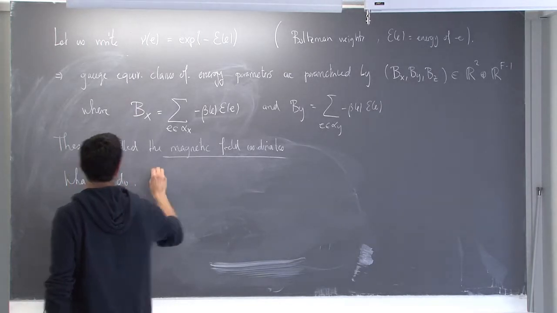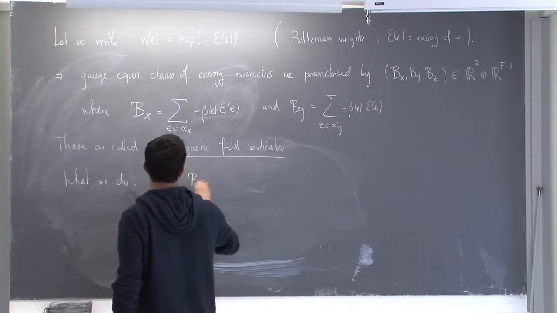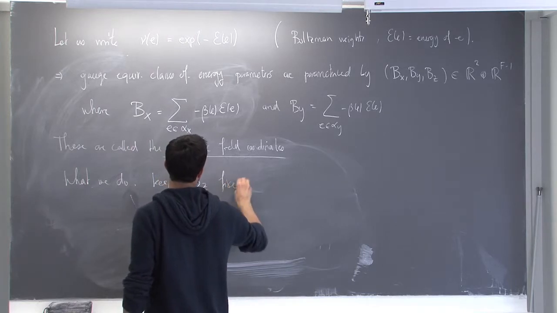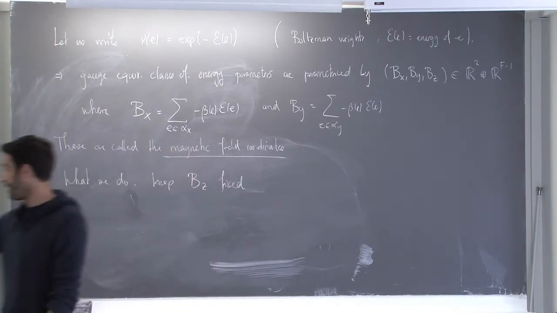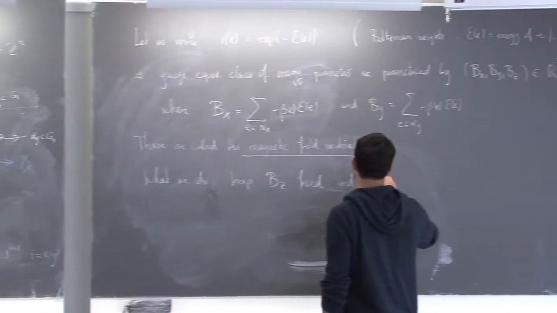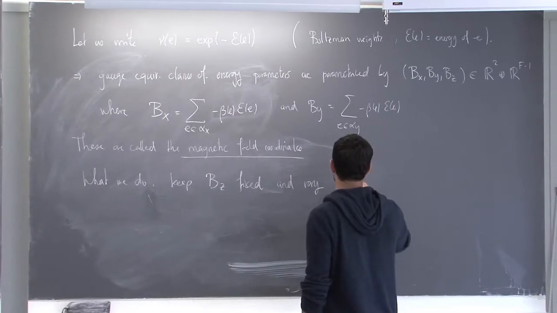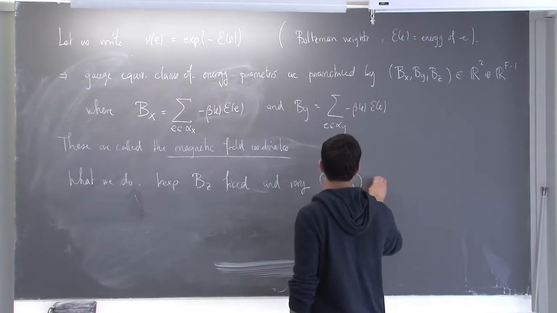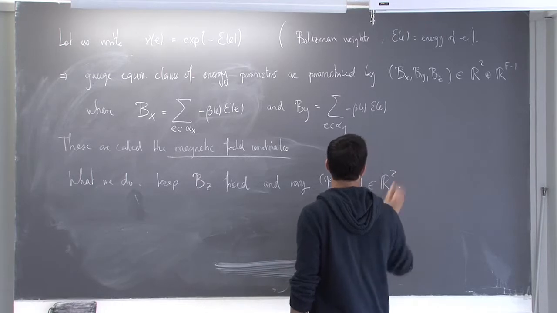What we do, we keep Bz fixed. So if you prefer, it means we keep all of these here fixed, and we vary Bx, By in R2.